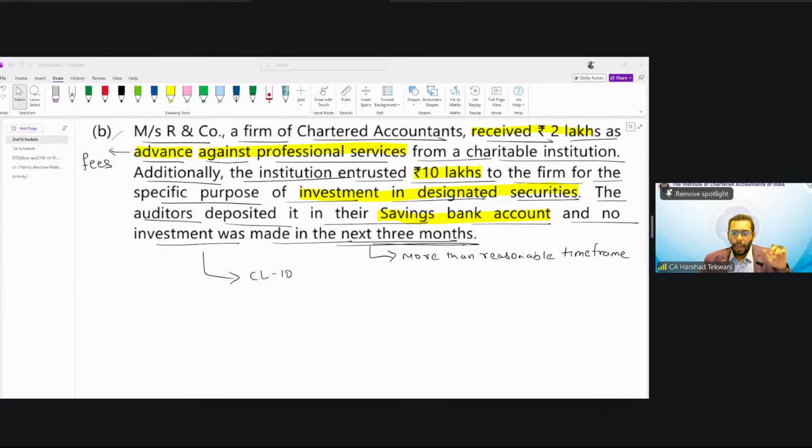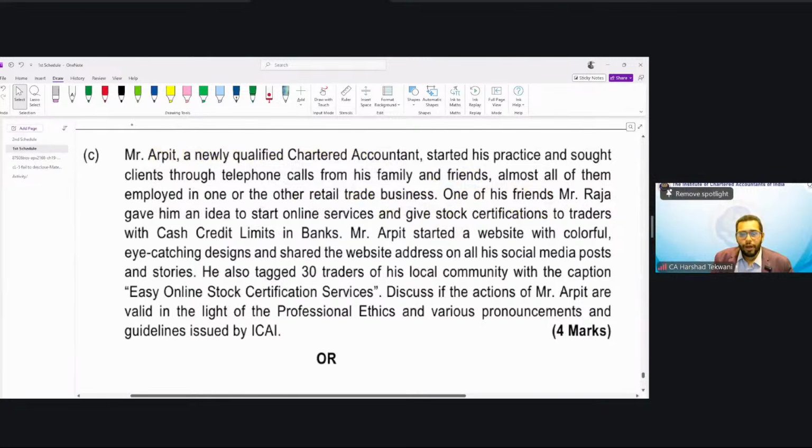No? Let us take one more question. Again, a very interesting question, on a topic which most of the students sometimes get confused with. Mr. Arpit, a newly qualified chartered accountant, started his practice and sought clients through telephone calls from his family and friends. Almost all of them were employed in one or other retail trade business.